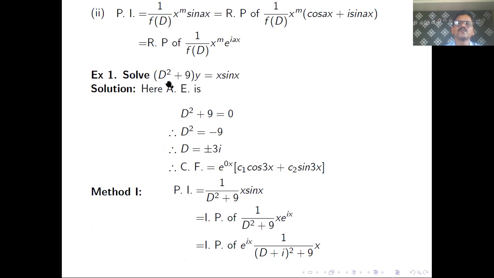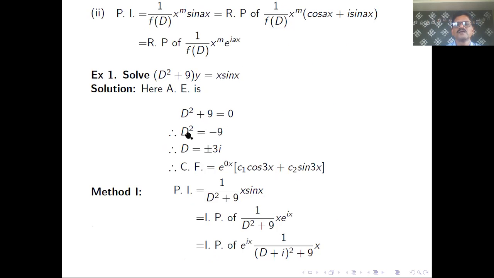So here a very simple example is given. See, only one example; the rest of the problems we will discuss in the next lecture. So solve (D square plus 9) y equal to x sine x. This is in the form x into V. So its auxiliary equation, f of D equal to 0, that is D square plus 9 equal to 0.